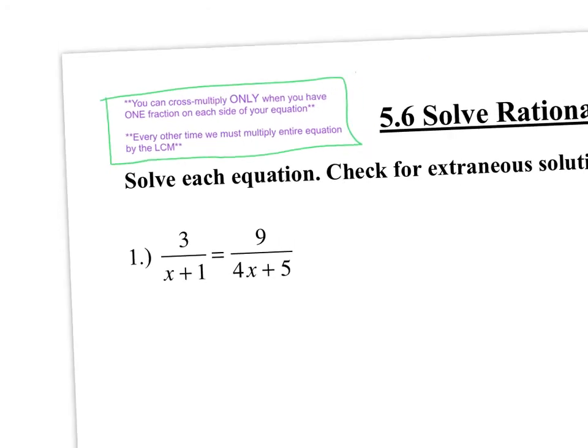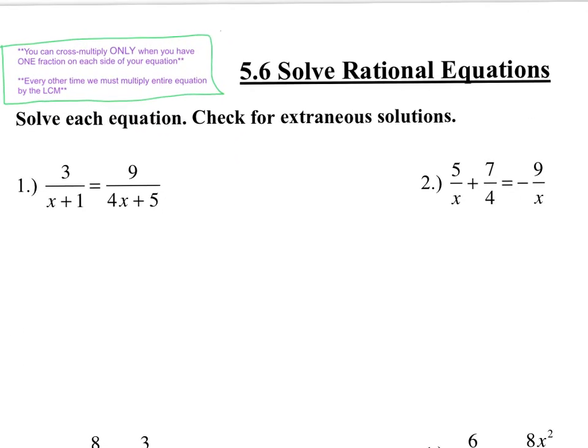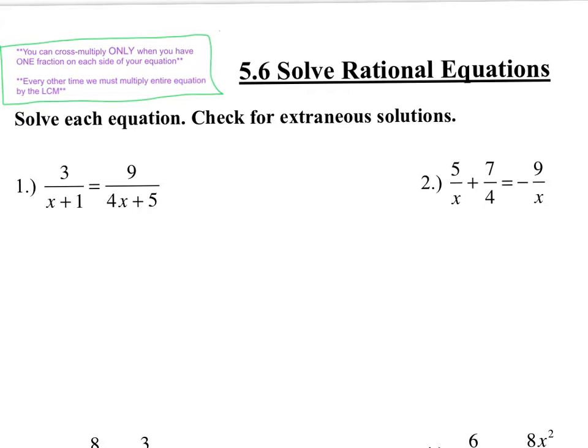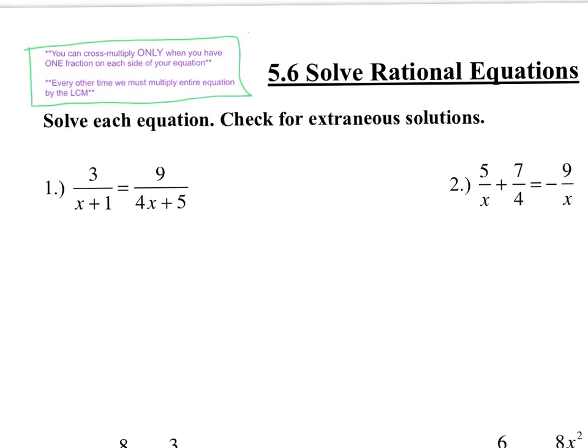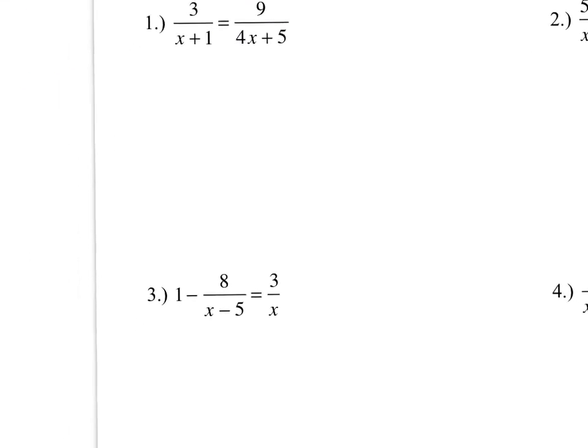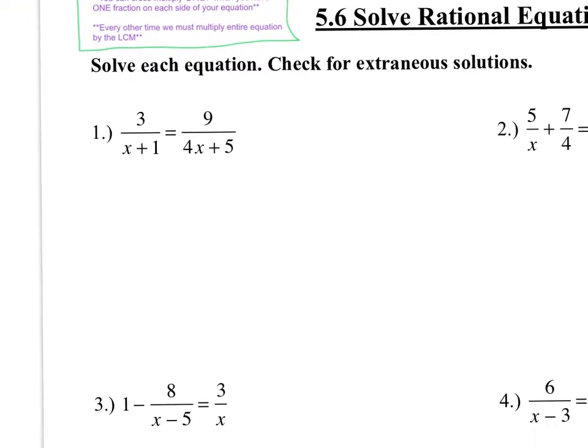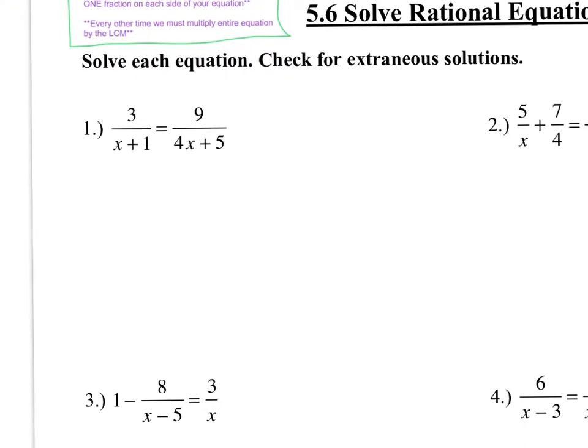But if you look at your other problems, like number 2, we have two fractions on the left. We have 5 over x plus 7 over 4. So in that instance, we would have to actually multiply the entire equation by the LCM. So I'm going to do one where it's cross multiplication, and then one where it is not, where you guys have to find that common multiple or that common denominator, which you guys are very used to, hopefully, by now. So let's go ahead and look at number 1 first.